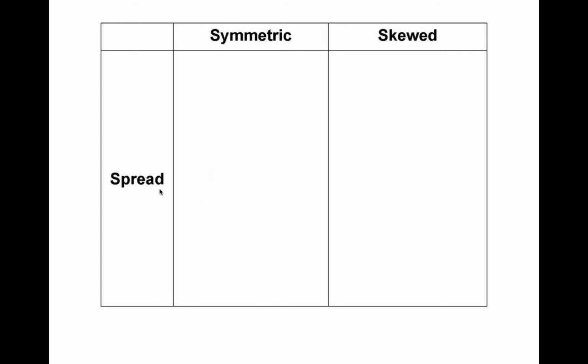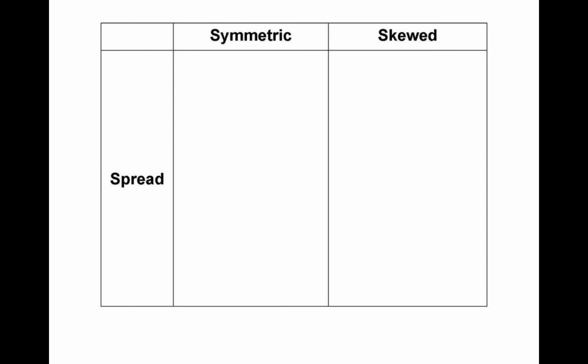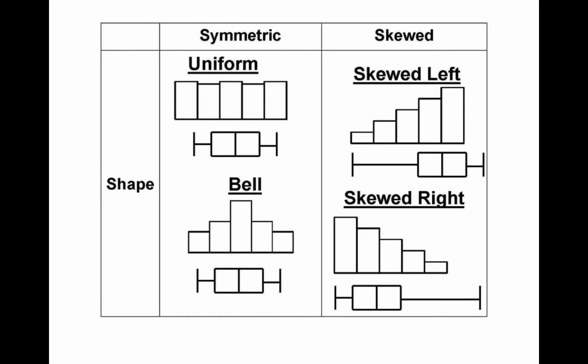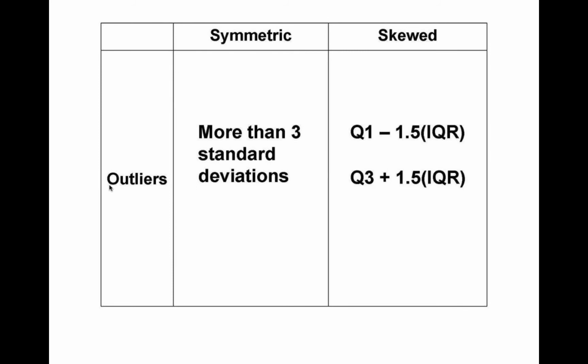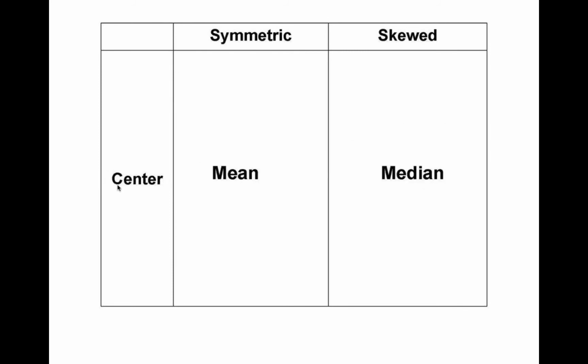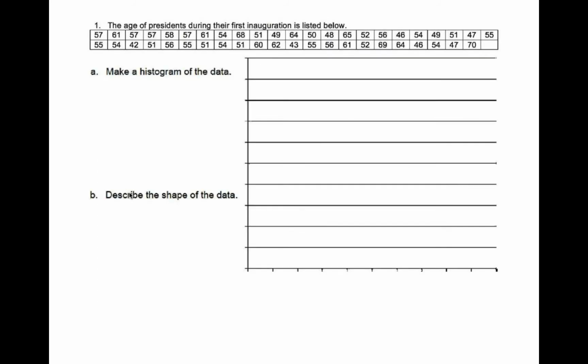To name the spread, how far apart is your data? If it's symmetric, you're going to use the standard deviation. And if it's skewed, you're going to use the range and the IQR. So when it asks you to describe the data, you're going to list the 4 things. The 4 things spell out the word socks. S is your shape. What kind of shape is it? O for outliers. C for center. And then S for spread. So SOCS, socks. Very exciting.